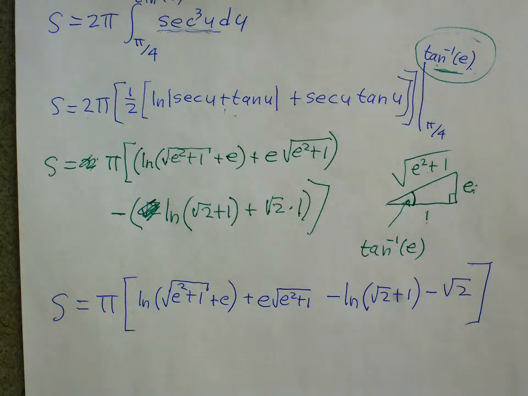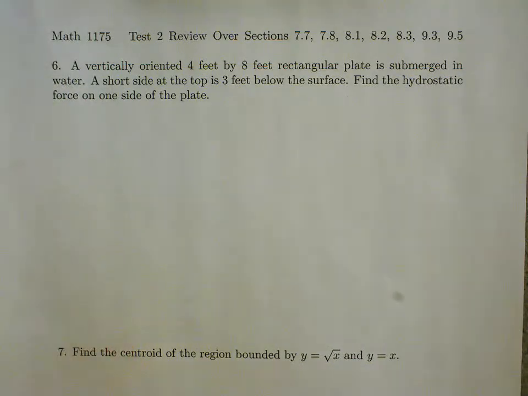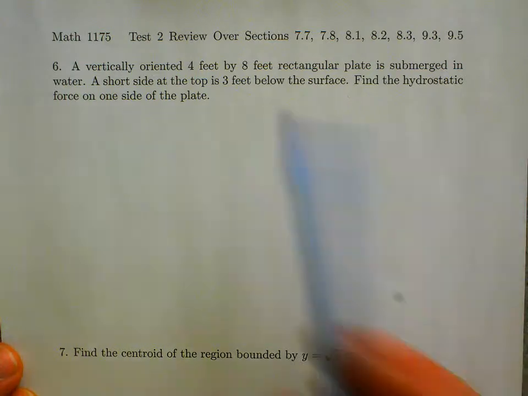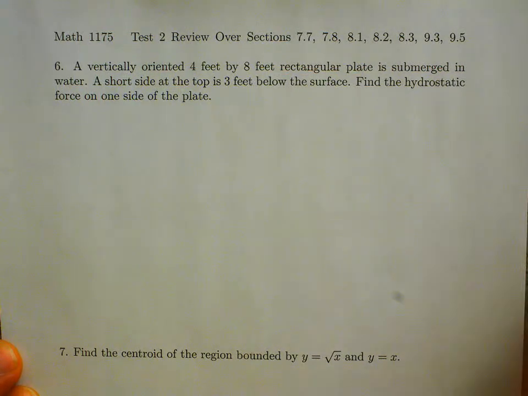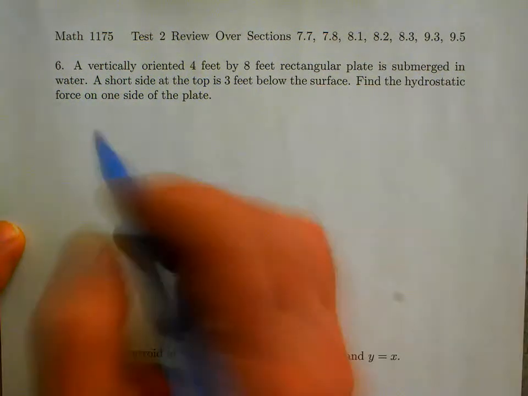Okay, let's move on to the next page on the test 2 review. Yeah, this one: a vertically oriented 4 feet by 8 feet rectangular plate is submerged in water. A short side, meaning the 4 feet side, is at the top, and it's 3 feet below the surface. Find the hydrostatic force on one side of the plate.